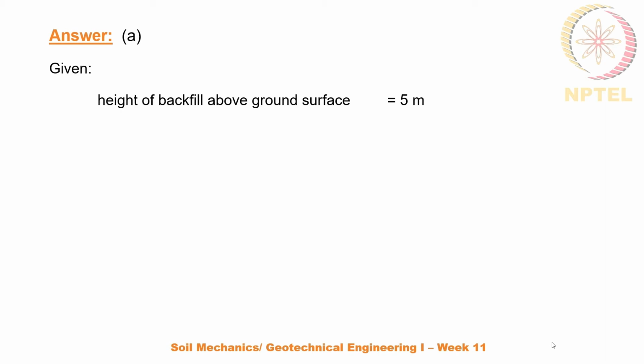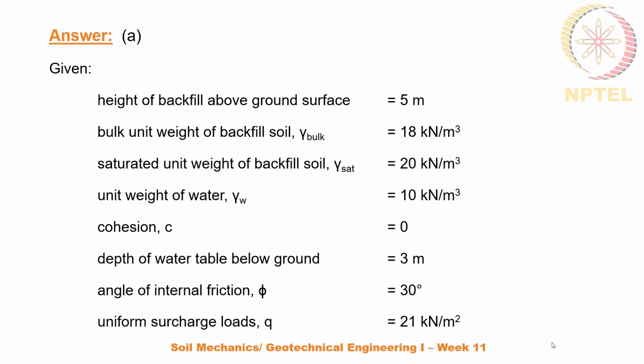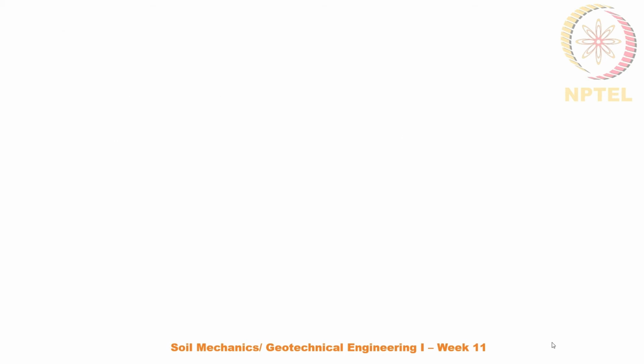Okay, so we are given that the height of the backfill above ground surface is 5 meter. Bulk unit weight of backfill soil is 18 kilonewton per meter cube. Saturated unit weight is 20 kilonewton per meter cube. And unit weight of water is 10 kilonewton per meter cube. Cohesion is 0 and the depth of water table below the ground is 3 meters. Also the angle of internal friction is 30 degree. As in the previous problem, here also there is a surcharge load of 21 kilonewton per meter square.